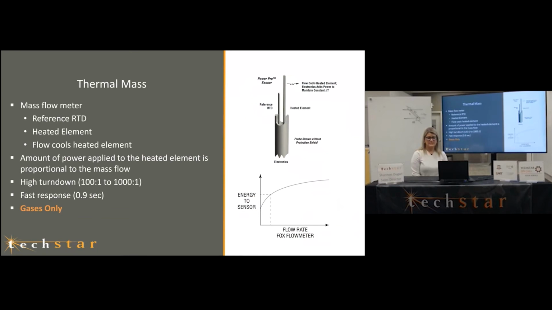There's a reference RTD that measures the temperature of the gas, and there is a heated element. The heated element will then be ramped up to keep a certain temperature, and the temperature difference between the reference element and the heated is proportional to the mass flow. So one nice thing about this meter is that you can directly measure mass flow in a gas. Very cost effective for fuel gas, airflow, any kind of gas that's not really going to change composition all that much. Or if you need a high turn down.